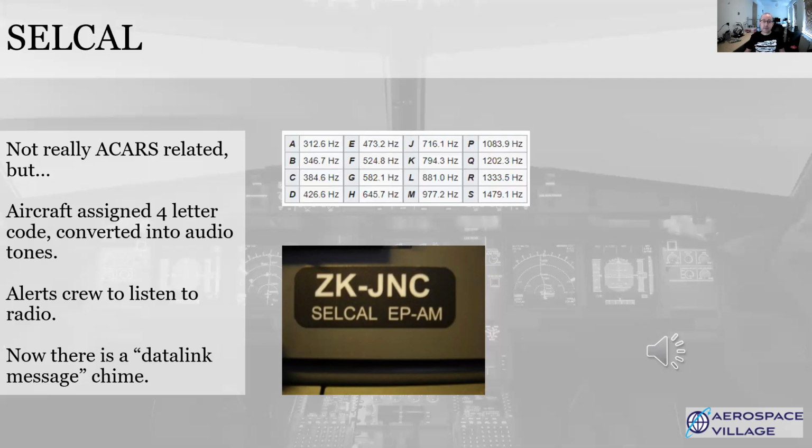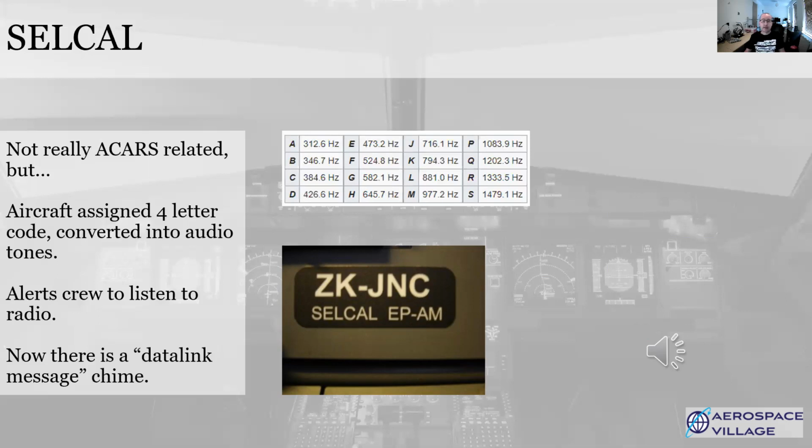Each aircraft is assigned a 4-digit code, with the first pair of letters sent as a tone, and then the second, which I guess is a bit like DTMF dialing tones. As you can see, there aren't that many possible combinations, so there is reuse, and it's really important that crews verify the actual transmission was really meant for them.